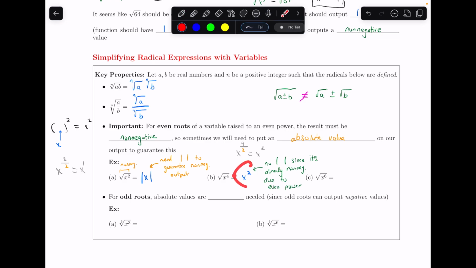Okay, so this one did not need an absolute value. I started with a non-negative. I also ended with a non-negative because both of them have even powers. Okay, let's do one more. Part C, square root of x to the sixth.